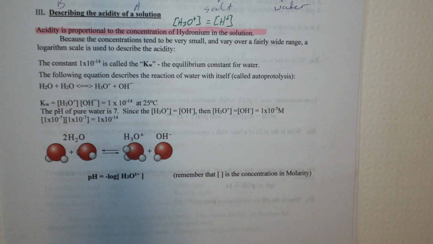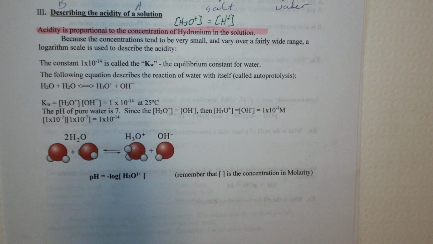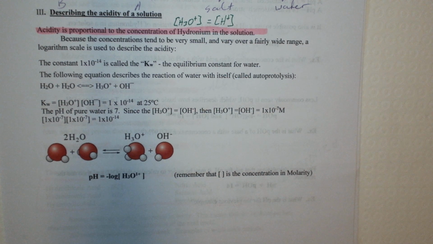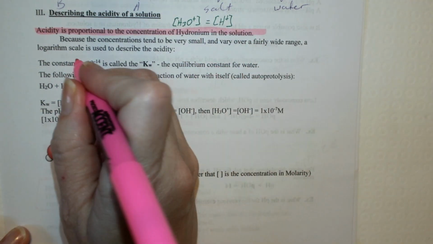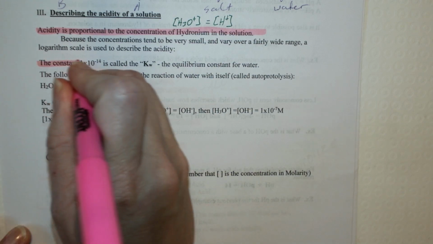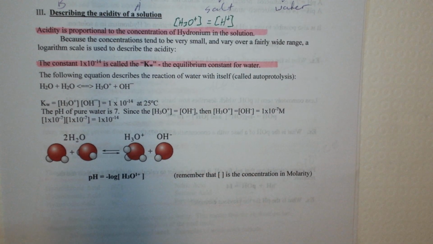It says because the concentrations tend to be very small and vary over a fairly wide range, we use logarithms to describe them, because logarithms make either very, very small numbers into normal numbers or very large numbers into normal, easy numbers. Kw is the equilibrium constant for water, okay? And so you do need to memorize that because we're going to use it in some math, okay?